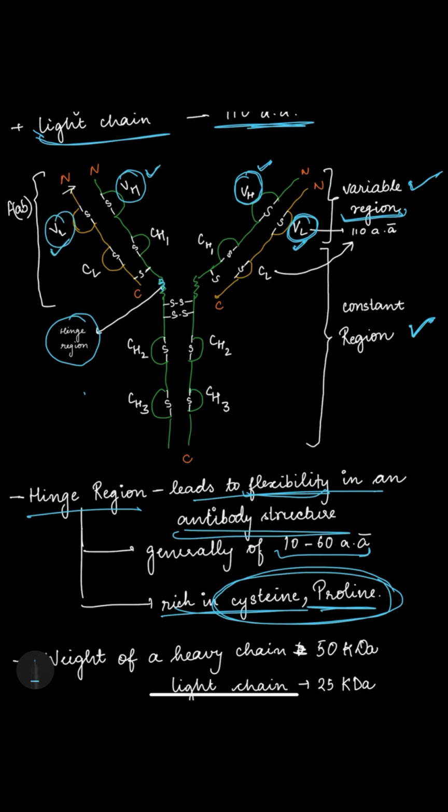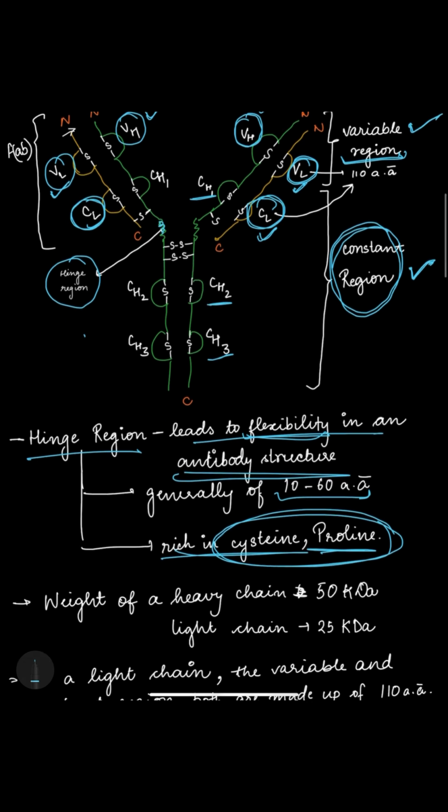Then below that comes the constant region. This region is constant, and it determines which type of antibody is shown by the structure. Here we have marked it as CH1, CH2, CH3 and CL for the constant region of the light chain. The structure is quite easy. You will have to practice two to three times, then you will get the hang of it.